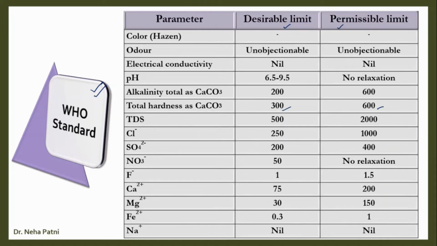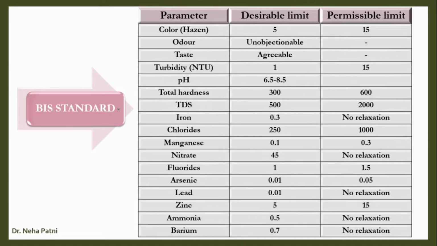These are mentioned in milligrams per liter, while color is always mentioned in Hazen. Especially in India, we focus on BIS standards, and as per BIS standards, the color is measured in Hazen units, turbidity is measured in NTU, and the rest are all measured in milligrams per liter. Here also we have maintained the same: ideally it should be a maximum of 300, but you can relax it up to 600. The same goes for TDS: 500, and you can relax a bit to 2000.